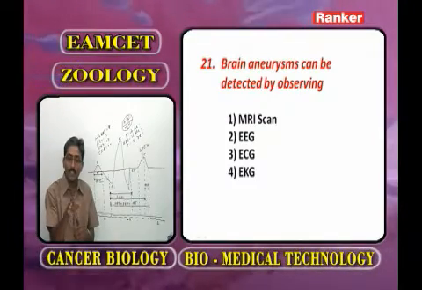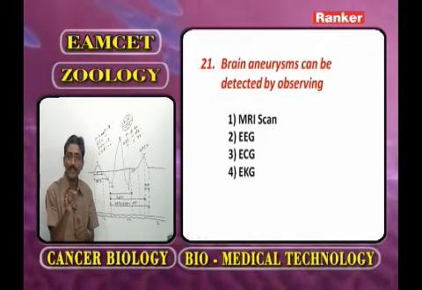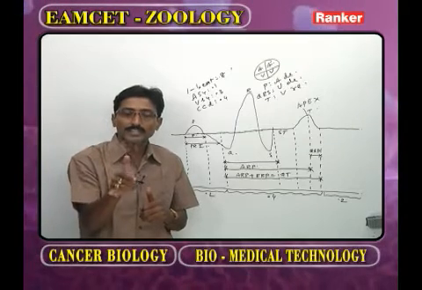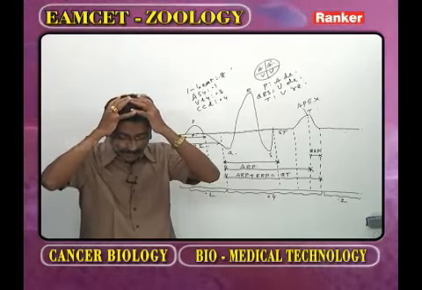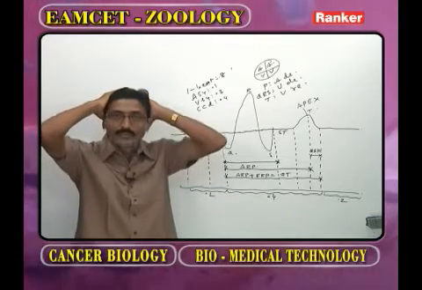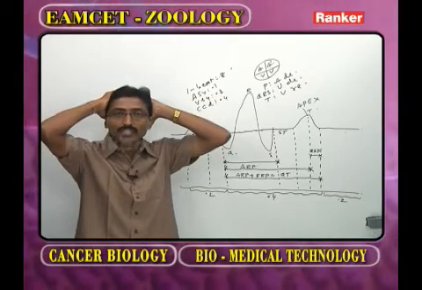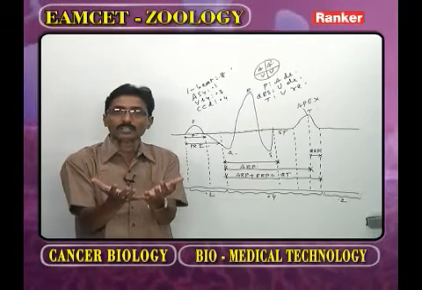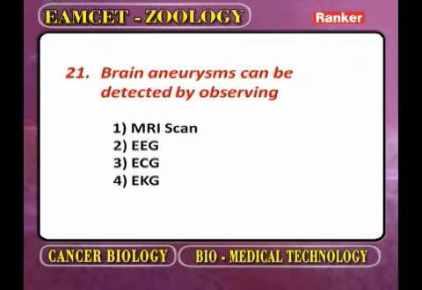Associated with the brain, aneurysms can be detected by what type of scanning? That we call the magnetic resonance image, the MRI scan. With the help of an MRI scan, we can detect the aneurysm of the blood vessels. The blood vessels supply blood to the brain. If the volume of the blood vessel increases or the blood vessels enlarge, that is detected by what type of scan? MRI. Now the next one.